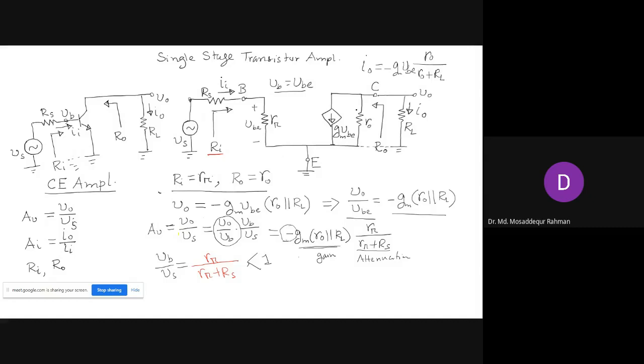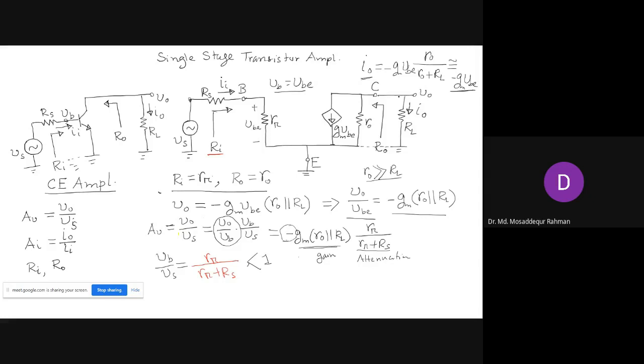Usually the output resistance of the transistor, R naught, is much larger than RL, while R naught is in the range of 50 to 100 kilo ohms, and RL is usually a few kilo ohms. So in most cases, R naught is much greater than RL. If you apply this simplification, R naught much larger than RL, this is almost equal to 1, and this can be approximated to minus GM VB, right? So that will be our I naught, minus GM VB.